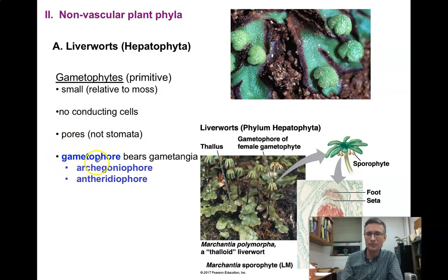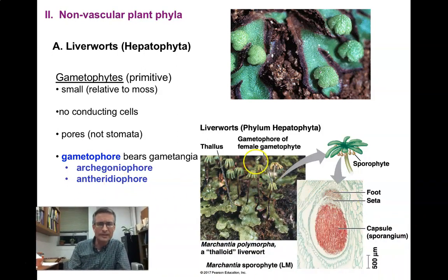All right, so in this case, we're going to have a "for" that bears gametangia, or structures that hold gametes. And so we're going to have two flavors of gametophores. We're going to have an archegoniophore, which bears archegonia, and an antheridiophore that bears antheridia. So our diagram over here shows each of these gametophores. Here is the female gametophore, or archegoniophore. It's this little stalk with these things that look like little palm fronds. And underneath the palm fronds are the archegonia. And so here would be a little archegonium. It would have an egg inside it.